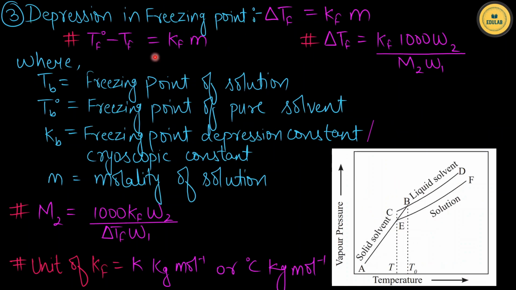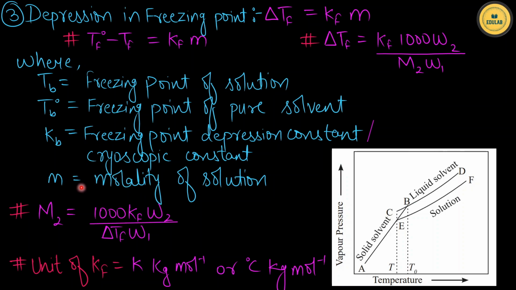The third one is depression in freezing point. That is delta TF is equal to KF into m, where m is molality. Delta TF is equal to TF naught minus TF, that is equal to KF into m, and we can also write delta TF is equal to KF into 1000 into W2 upon M2 into W1, where TF is the freezing point of solution and TF naught is the freezing point of pure solvent, and KF is the freezing point depression constant or cryoscopic constant, and m is the molality of the solution.